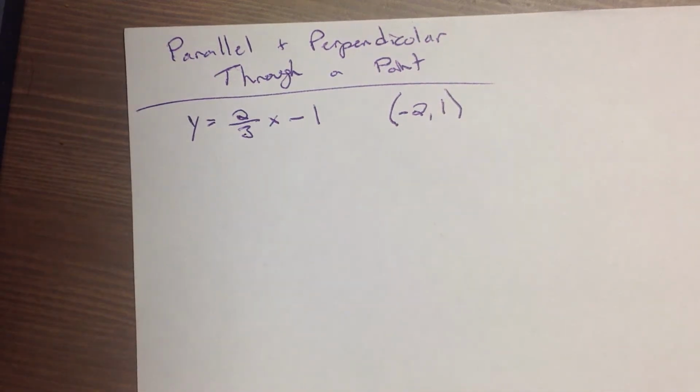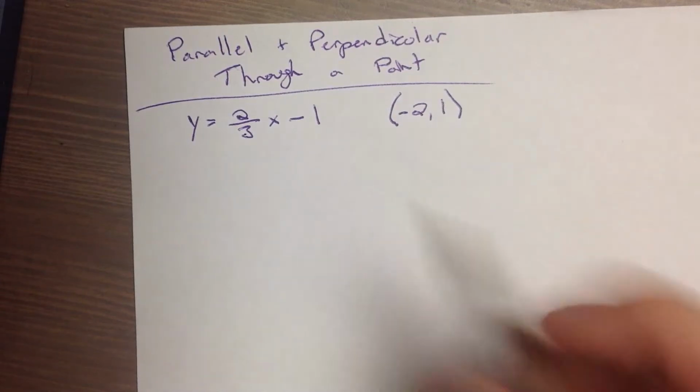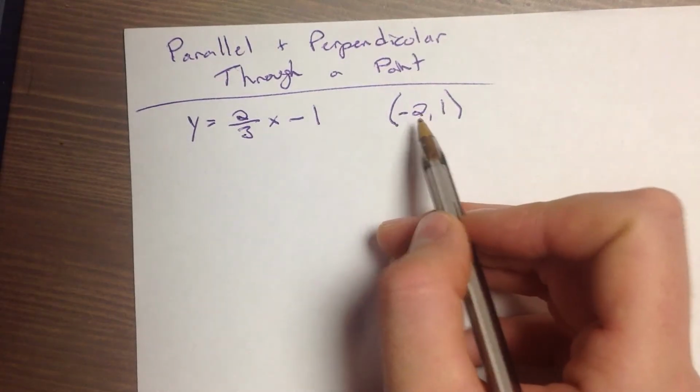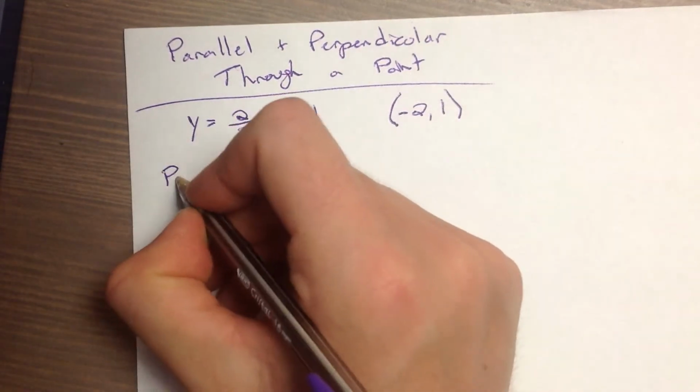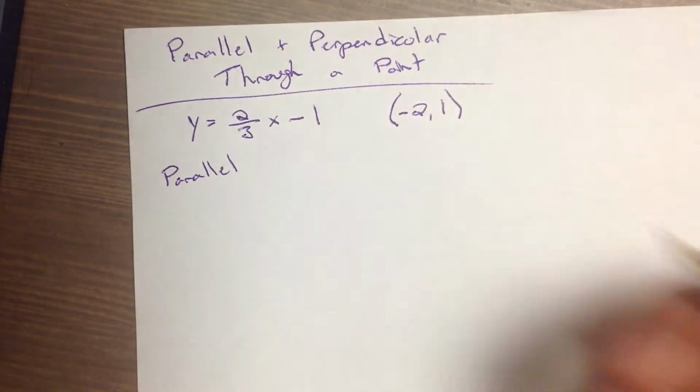Let's work through one more example. So parallel and perpendicular through a point. Let's say we wanted both, to this given line through this point. Let's start with parallel. So parallel means same slope.